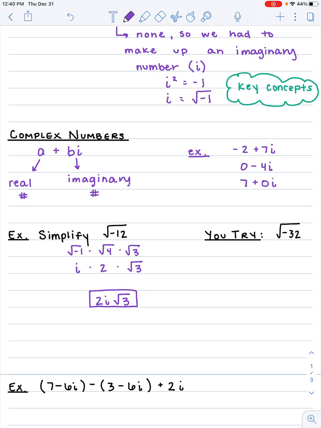I want you to pause this video and try the next one, square root of -32. Reduce it down, break it down so it looks similar to the first example.